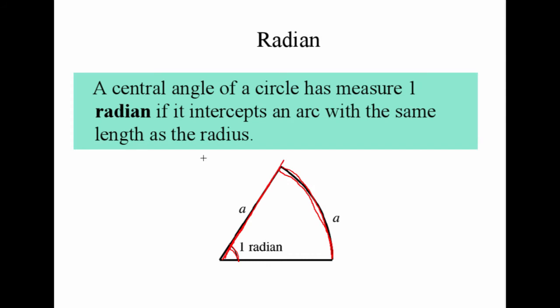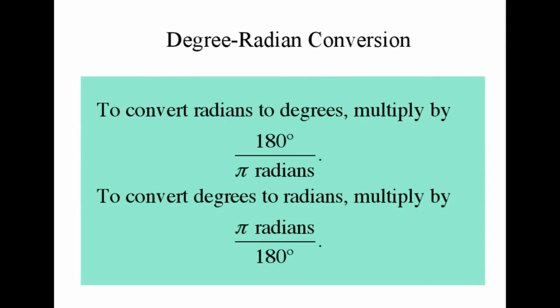All right? So if the arc length is less than the radius of the circle, then this angle is going to have a measure that's less than 1 radian. And if this arc were greater than the radius of the circle, then this angle would have a measure greater than 1 radian. But a radian is defined this way.